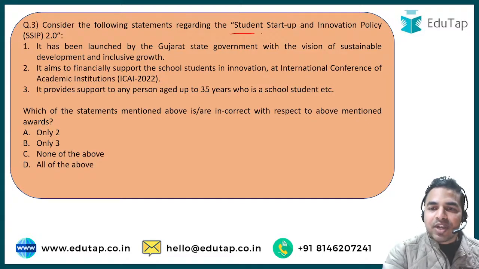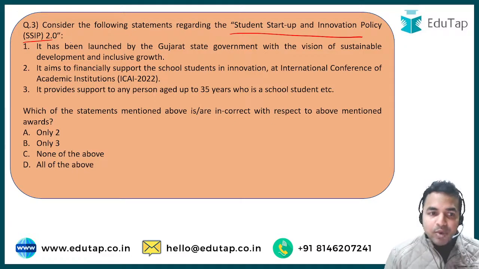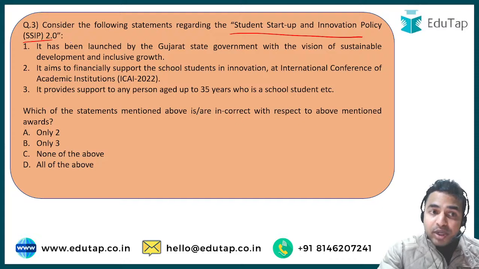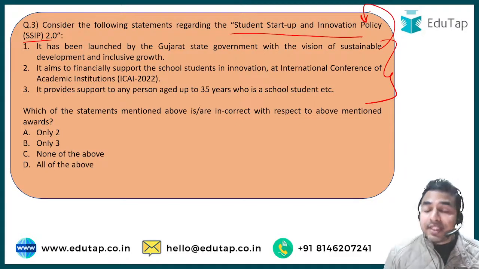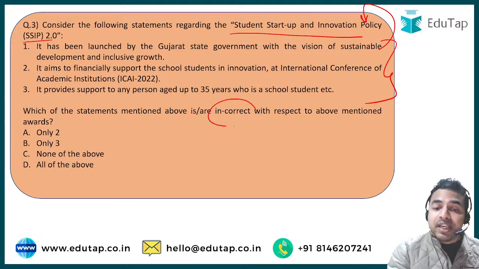Okay, so now let's move on to the next question, and the next question is about the Student Startup and Innovation Policy SSIP 2.0, and here you are required to analyze these particular statements in relation to SSIP 2.0, and then tell me which one of the following statements mentioned above about this particular policy is incorrect.